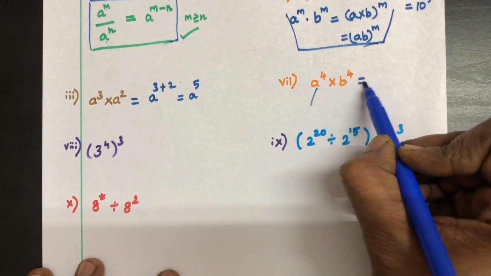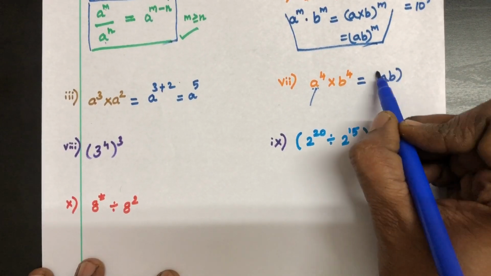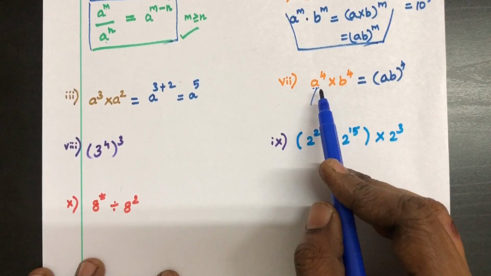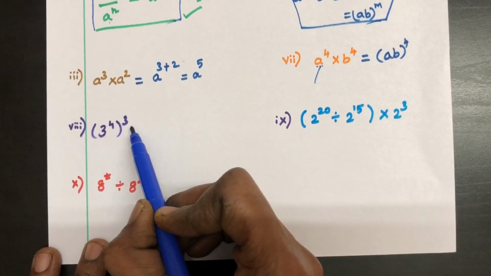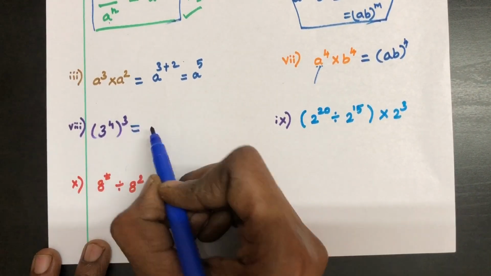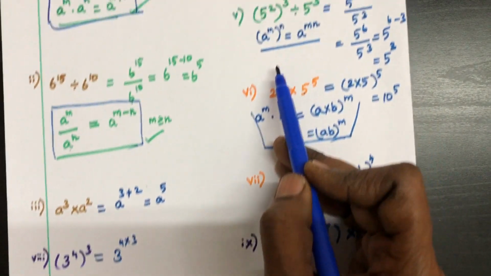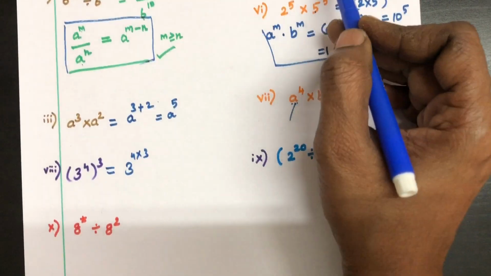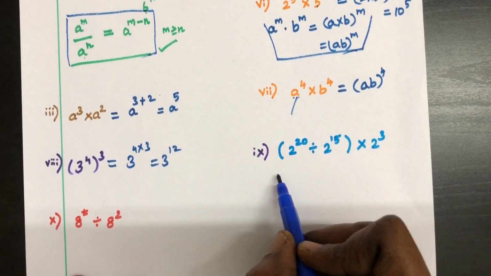Seventh. Here also bases are different. ab the whole power 4. We can have the single power. We are just multiplying the bases and have the single power. This is again power of power. 3 power 4 into 3. Right? 4 into 3. We are using this formula: a power m, the whole power n, equals a power mn. That's all. Power of power. 3 power 12 is the answer here.